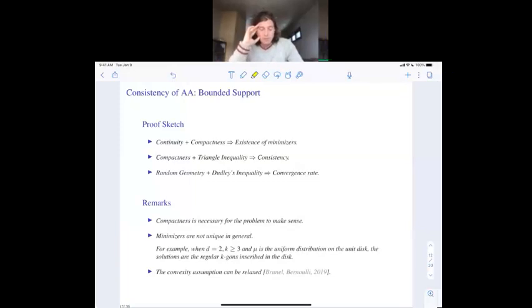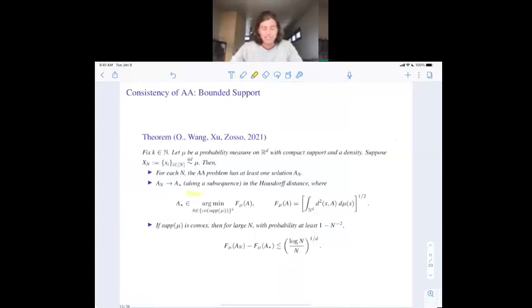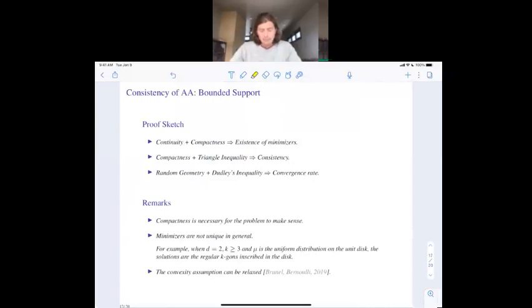The other thing I want to remark on is that minimizers are not unique in general. I mentioned this before, but if mu is the uniform distribution on the unit disk, we proved that when I fix k, the solution is a regular k-gon inscribed in the disk. This is also why I have to state this carefully. I have to say along a subsequence because the minimizers are not generally unique. And I already commented on this: the convexity assumption can be relaxed, and we talk about this in the paper. We have this alpha cap condition that's more general.